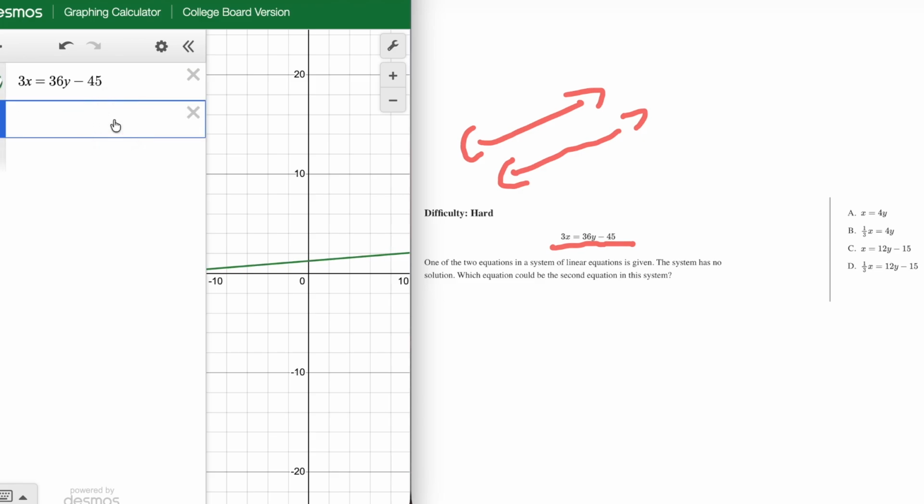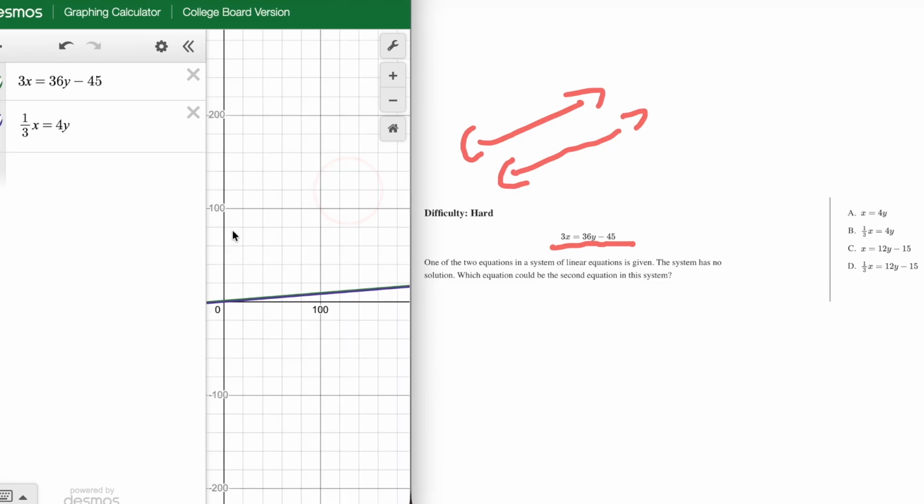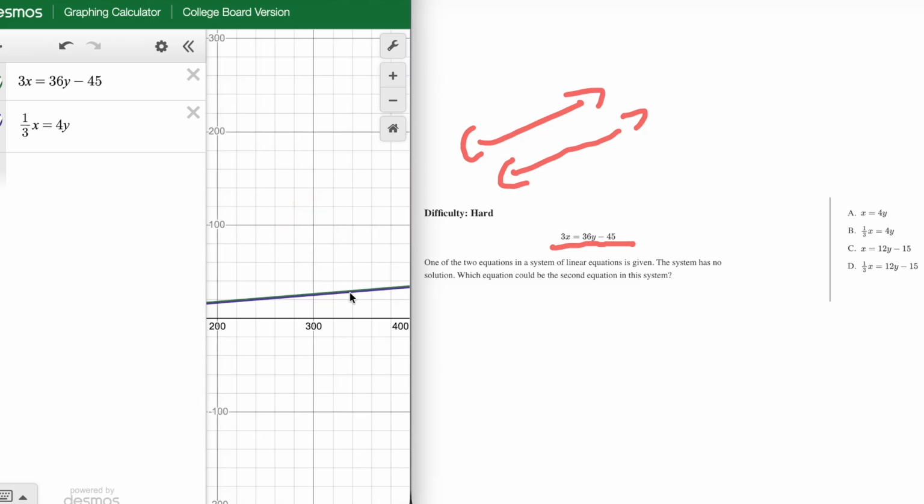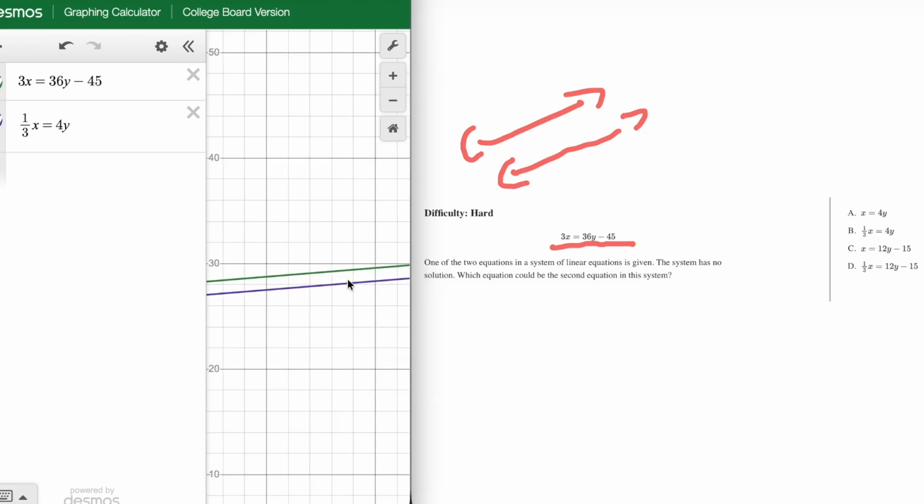So first I would plug in x equals 4y. See that that intersects right here, so that cannot be the answer. So next, 1/3 x equals 4y. See, this looks parallel, but always make sure to zoom out and check a little bit past. See, it's also parallel, looks about the same distance, so this is most likely the answer, and I'll leave it up here for right now. And we'll just double check all the other ones to make sure that this is the correct answer.